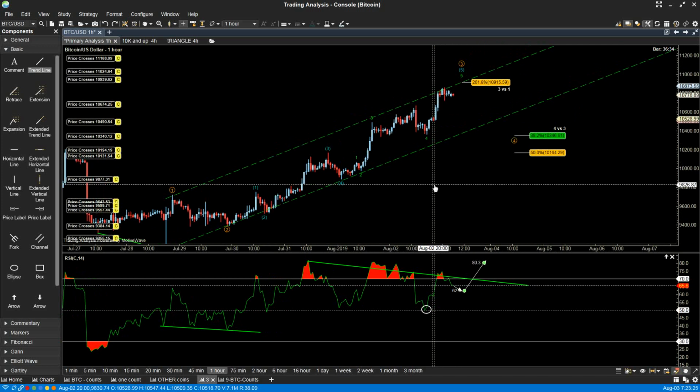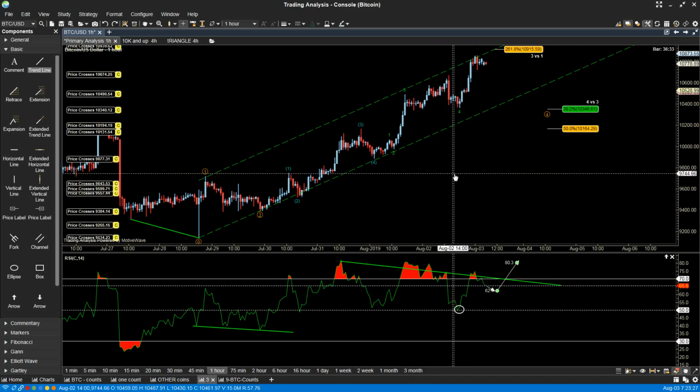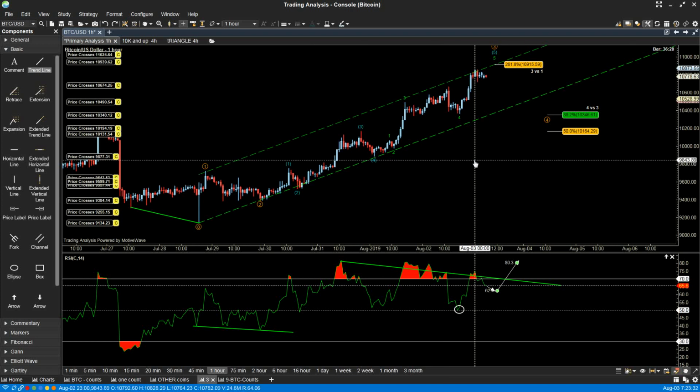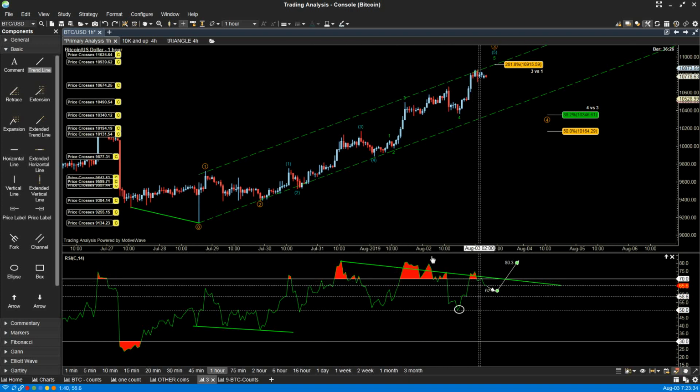So this is how you look at it from Elliott. And even in Elliott, you still draw the channels. Channels are everything in the trade, plus the divergence.